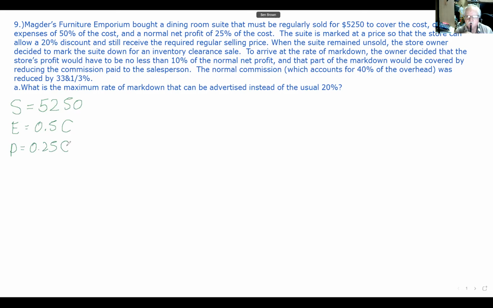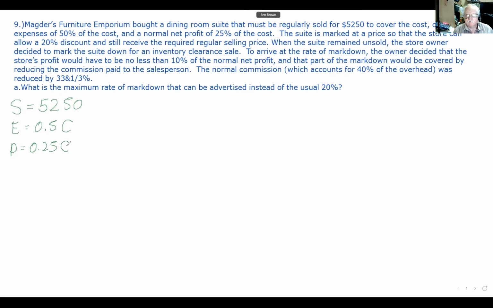The suite is marked at a price so that the store can allow a 20% discount and still receive the required regular selling price. So that's referring to the artificially inflated or fake price. When the suite remained unsold, the store owner decided to mark the suite down for an inventory clearance sale.